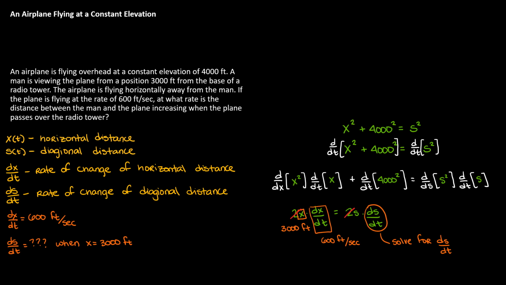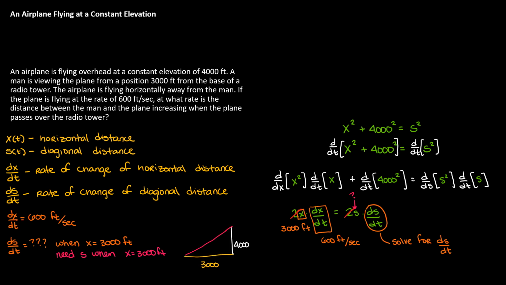We are told to find ds/dt knowing that dx/dt is 600 feet per second and x at this moment in time would be 3,000. But we have a bit of a problem. There is a value that we don't know. We need to know what s would be at this moment in time. s is that diagonal distance. So when x is 3,000 feet, can we find the diagonal distance, s?